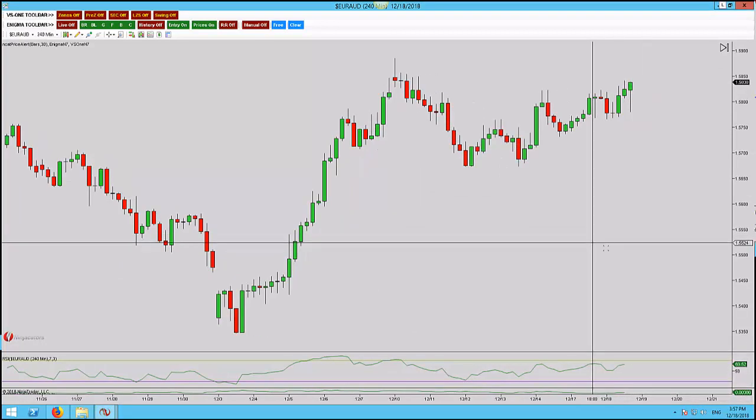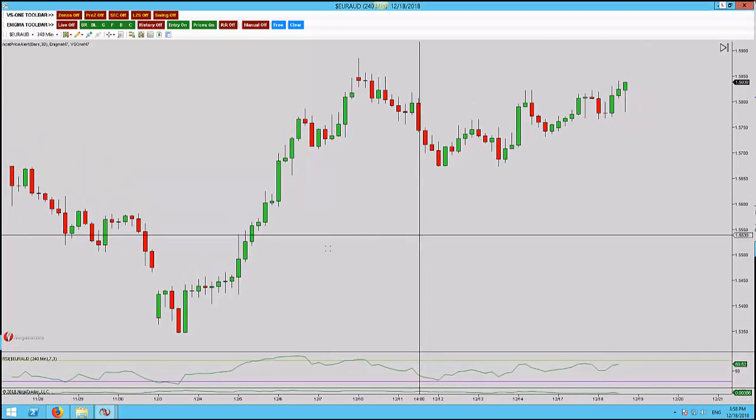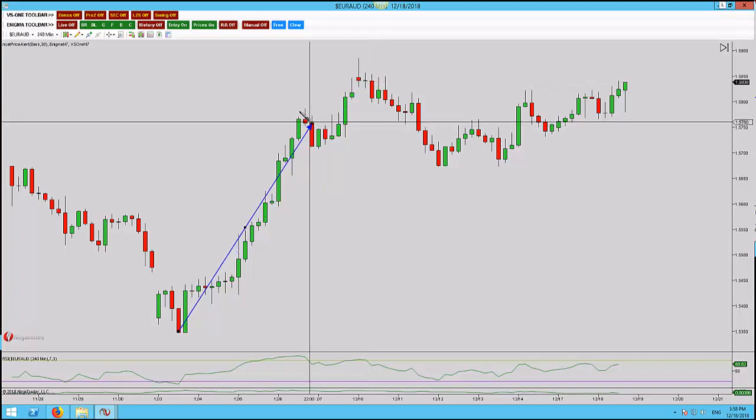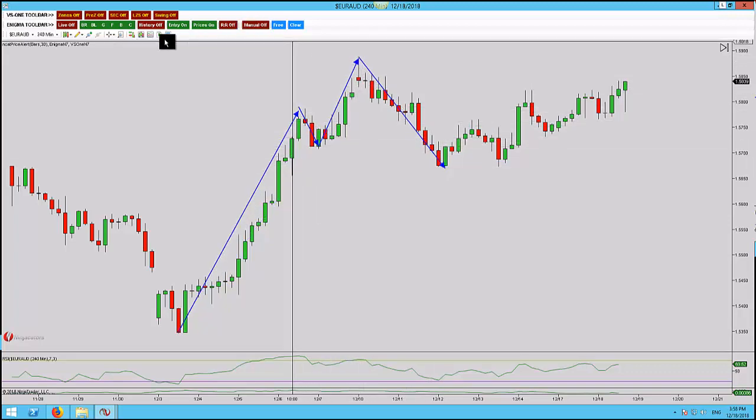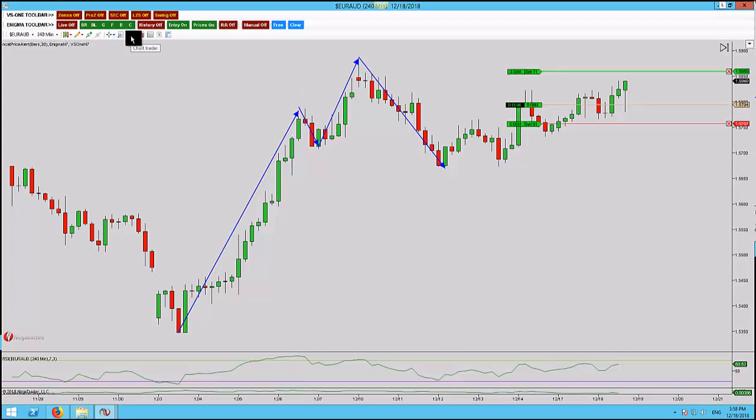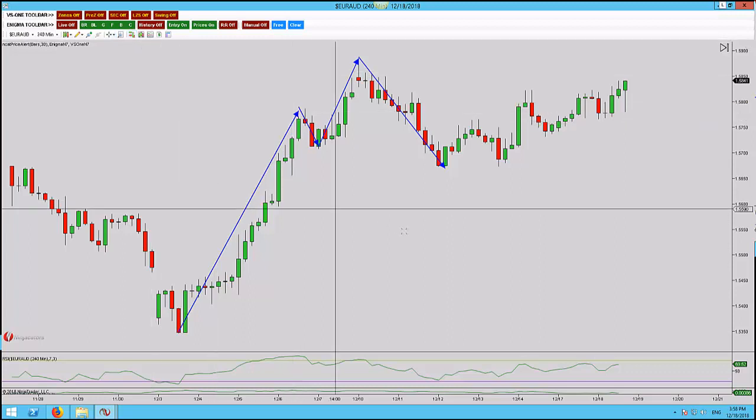Okay, sorry about that, I had to pause it for a second. Okay, so here in the 4 hour we had a move higher, a pullback, a move higher, a pullback. Just let me bring on the orders. Where are we in terms of targets? Okay, 46 up. It's just rallying at the moment.